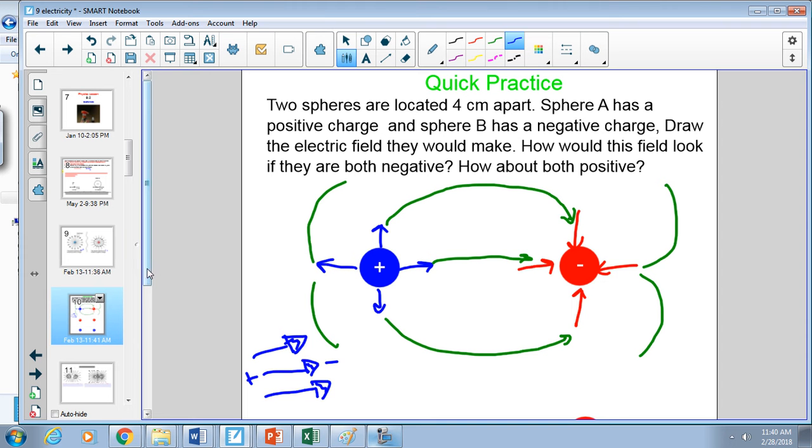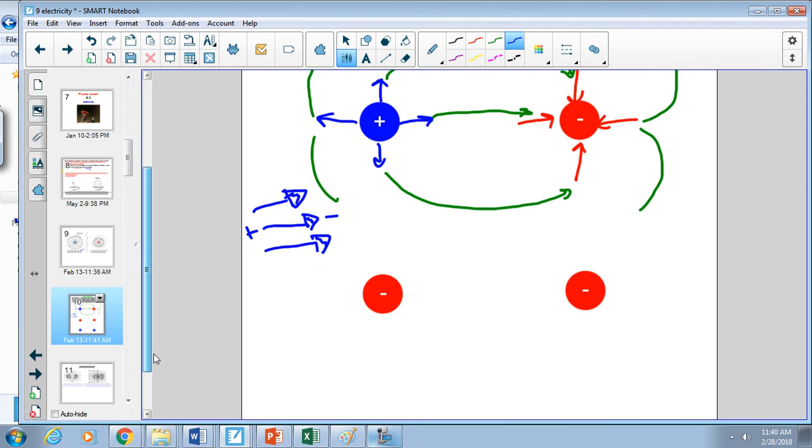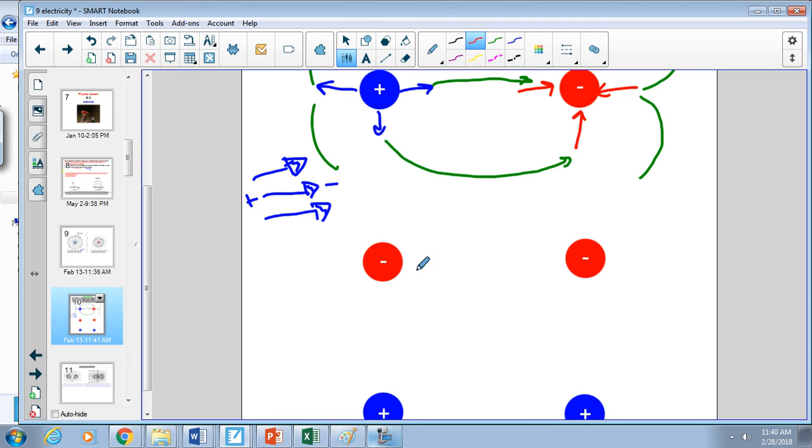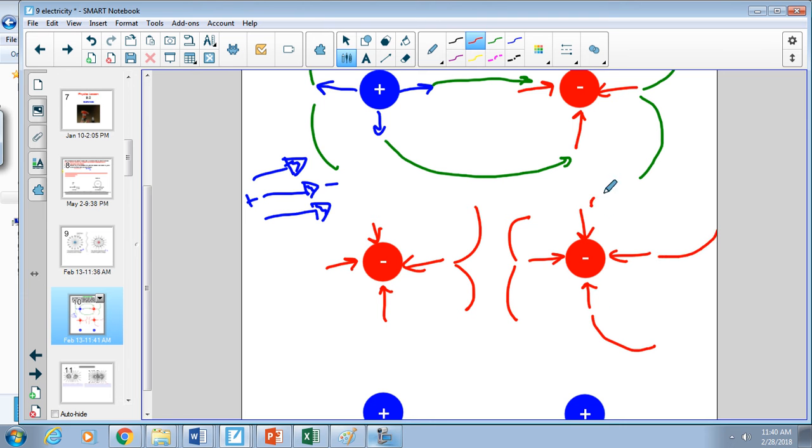So let's look at what would happen if they were both negative. Right? Negatives go in. So how would these interact if they came close to one another? Well, they would repel. You need to have an electric field that looks like this. They're repelling one another. Right?